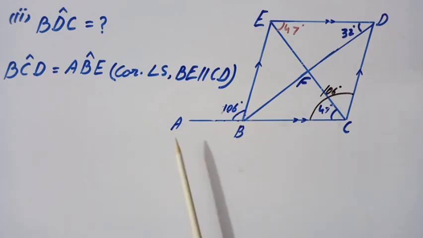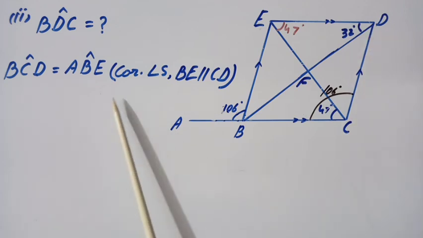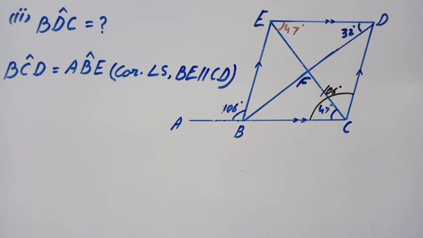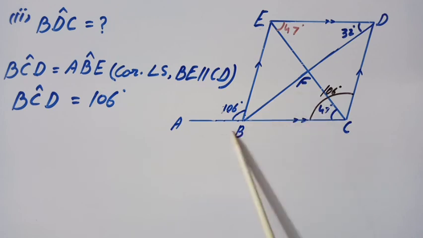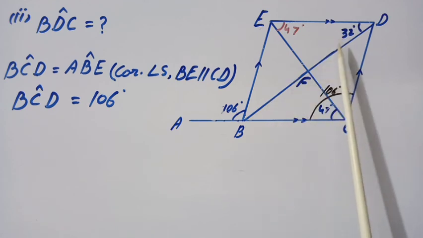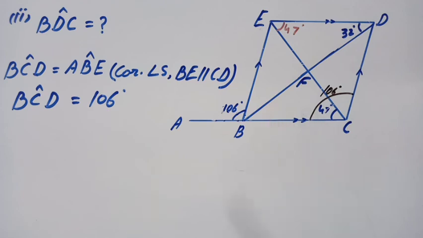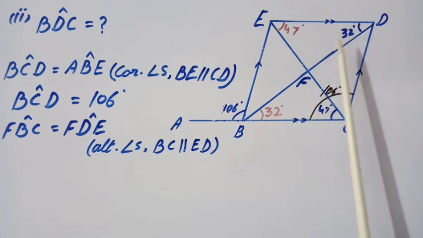So this way BCD is equal to ABE. Why? Because BE is parallel to CD. So due to the corresponding angles, the same way we will find out this angle. What angle? FDC. This is equal to 32. Why? Because of alternate angles. So this way FBC is of 32 degrees. Right?